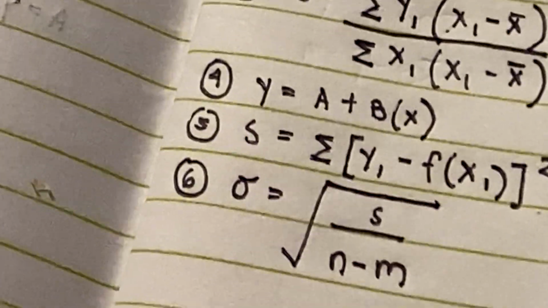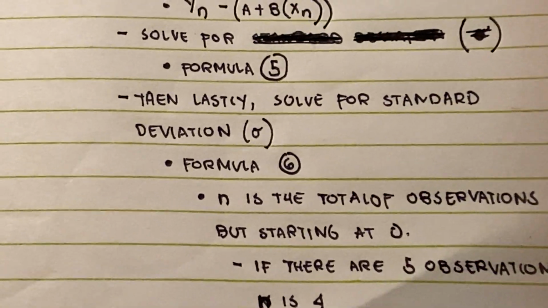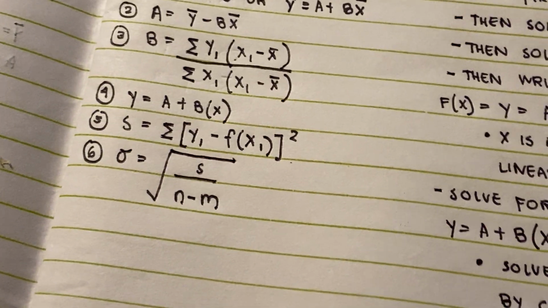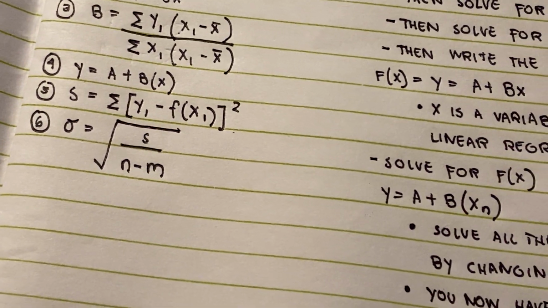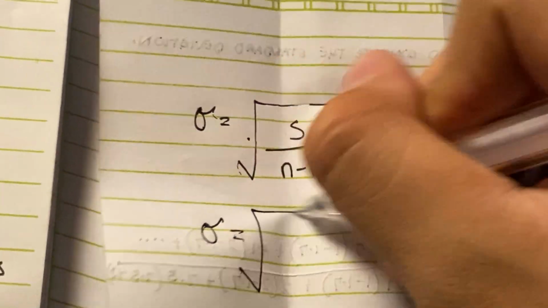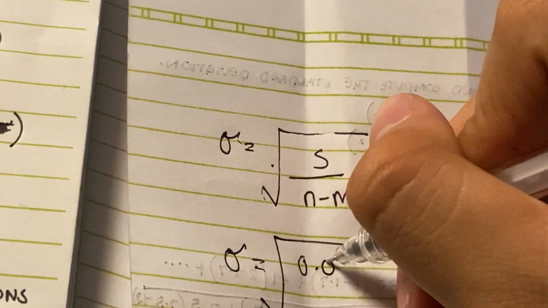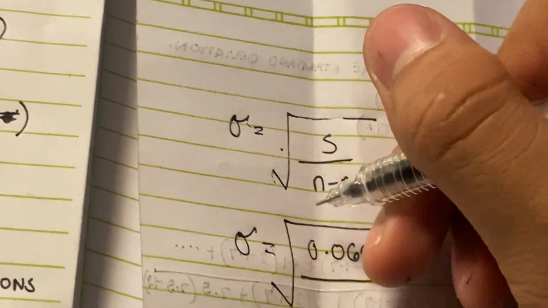So, meron ng value ng S. We can now solve the standard deviation, which is yung required sagutan. Then lastly, solve for standard deviation. Formula number 6: standard deviation is equal to the square root of S over N minus M. Meron tayong value ng S which is 0.0692 over number of observations which is 5, but meron ditong condition.